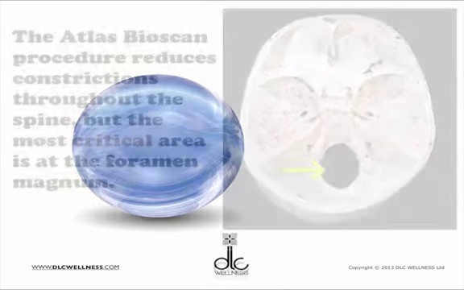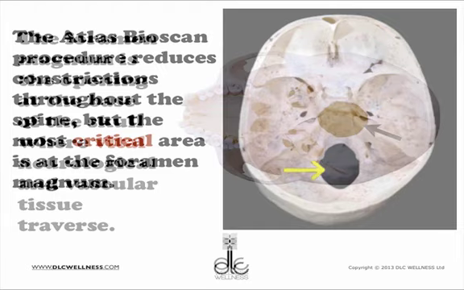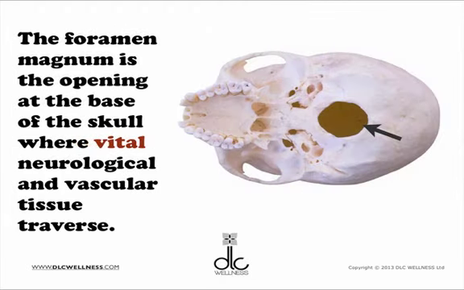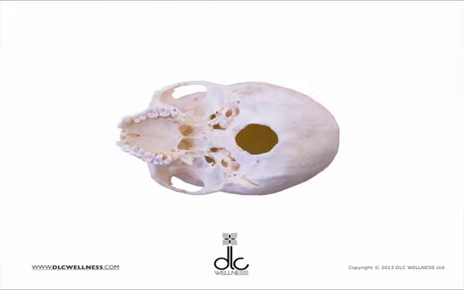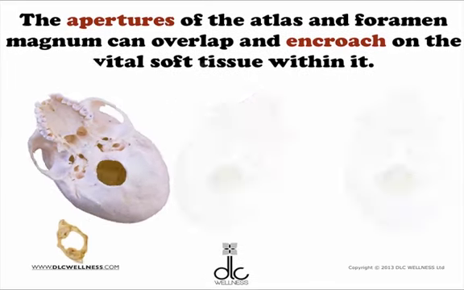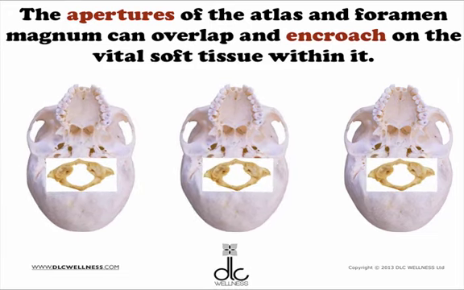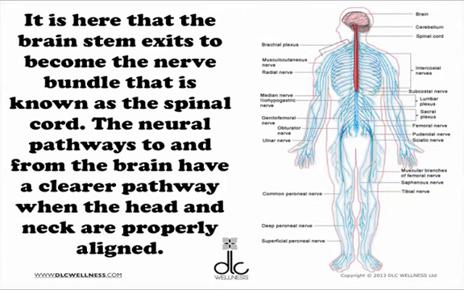The Atlas Bioscan procedure reduces constrictions throughout the spine, but the most critical area is at the foramen magnum. The foramen magnum is the opening at the base of the skull where vital neurological and vascular tissue traverse. The apertures of the atlas and foramen magnum can overlap and encroach on the vital soft tissue within it. It is here that the brain stem exits to become the nerve bundle that is known as the spinal cord. The neural pathways to and from the brain have a clearer pathway when the head and neck are properly aligned.